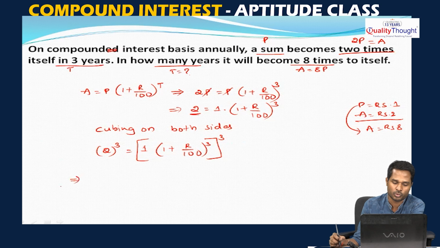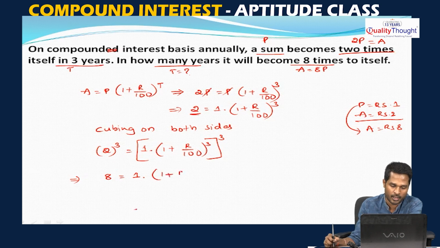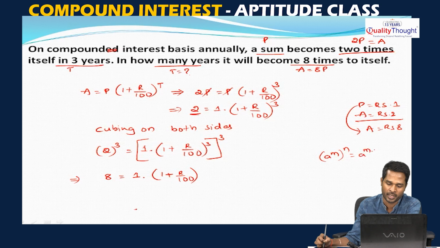Now, 2 cube will become 8, 2 twos are 4, 2 fours are 8, equals 1 cube, which is 1 only. If you take 1 and cube it, you will get 1, square it, you will get 1, nothing will change there. So 1 cube is 1 into 1 plus R by 100 whole power, now we know a power m whole power n is a power m n. So here 3 whole power 3 is 9.